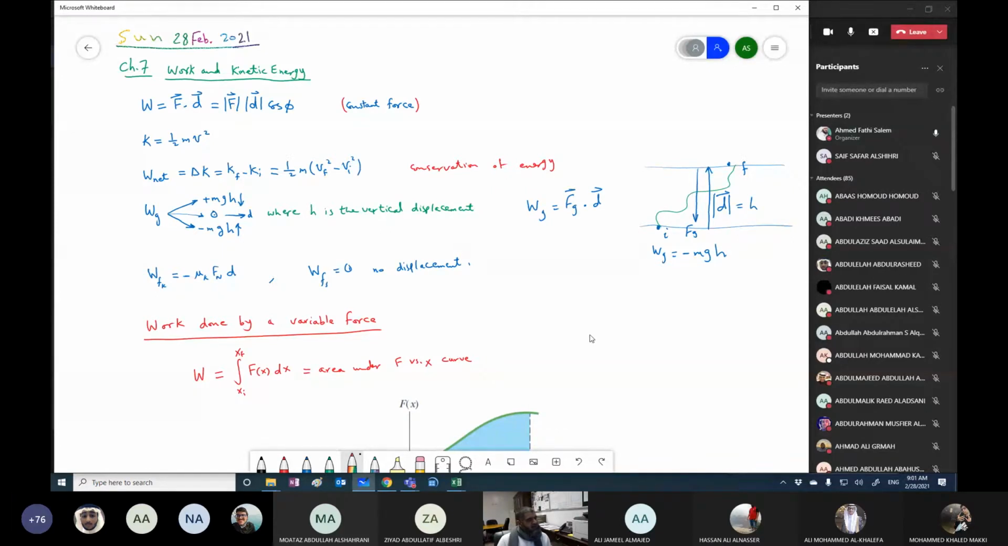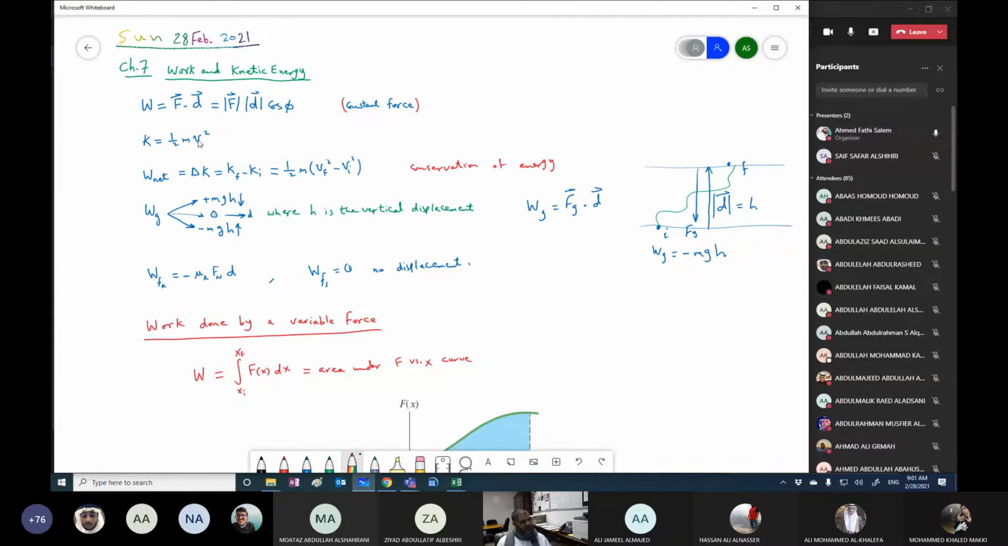In today's lesson, Chapter 7 Work and Kinetic Energy, we first discussed the work done by a constant force. When the force is constant, we said that the work can be calculated by the dot product of the two vectors, force and displacement, which is equal to the magnitude of the force multiplied by the magnitude of the displacement multiplied by the cosine of the angle between these two vectors.